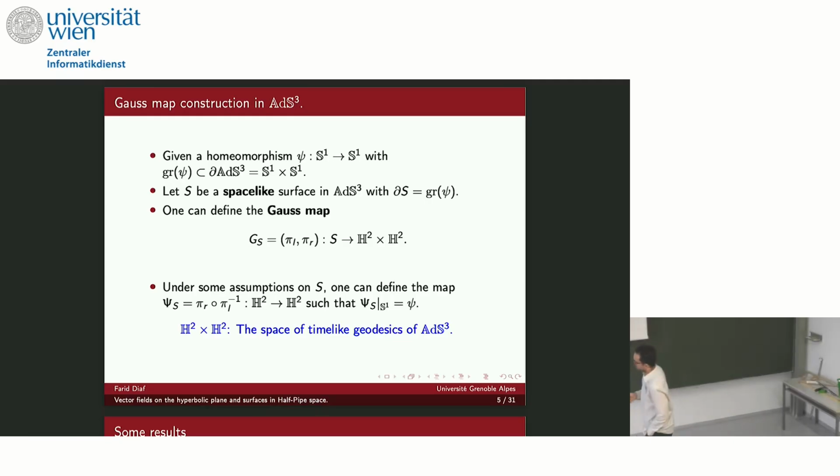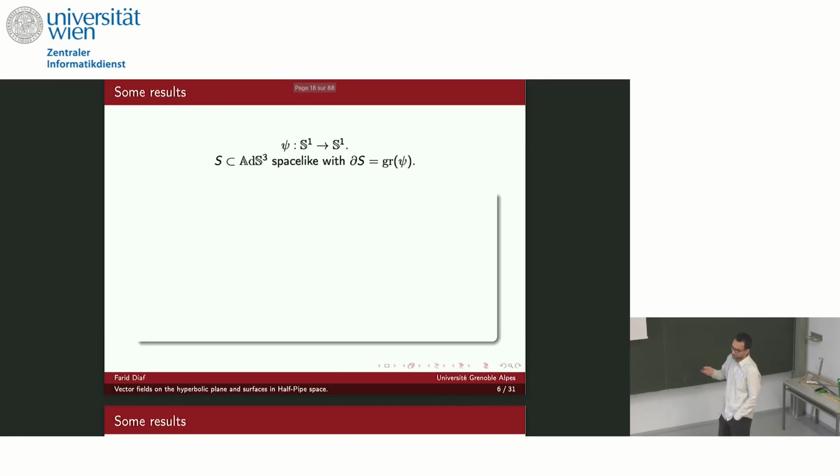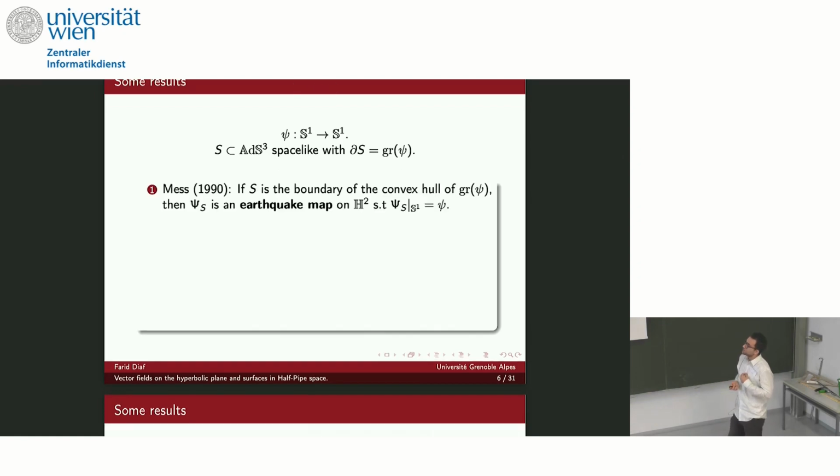So, yeah. Some results that we can obtain from this construction. Again, we are in the setting that psi is a homeomorphism, S is a space-like surface which is asymptotic to my curve at infinity. And then we have the following result. The first one is due to Mess, who was actually the first to apply this construction to get extensions.